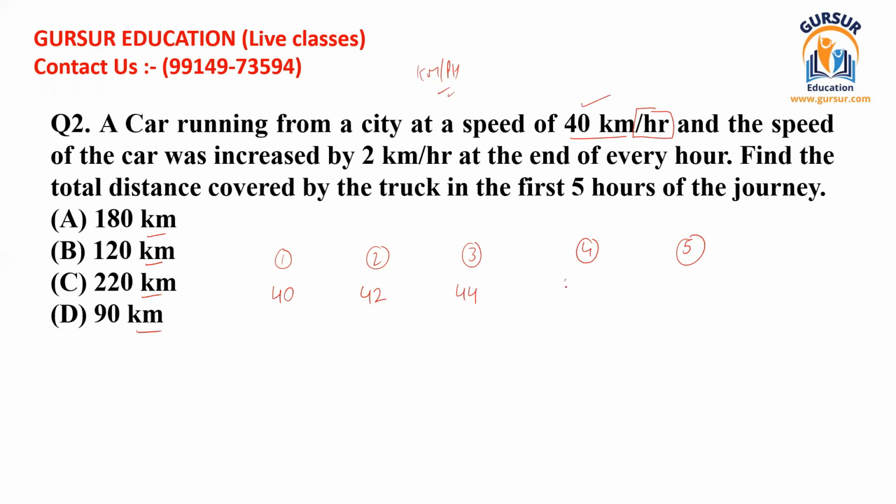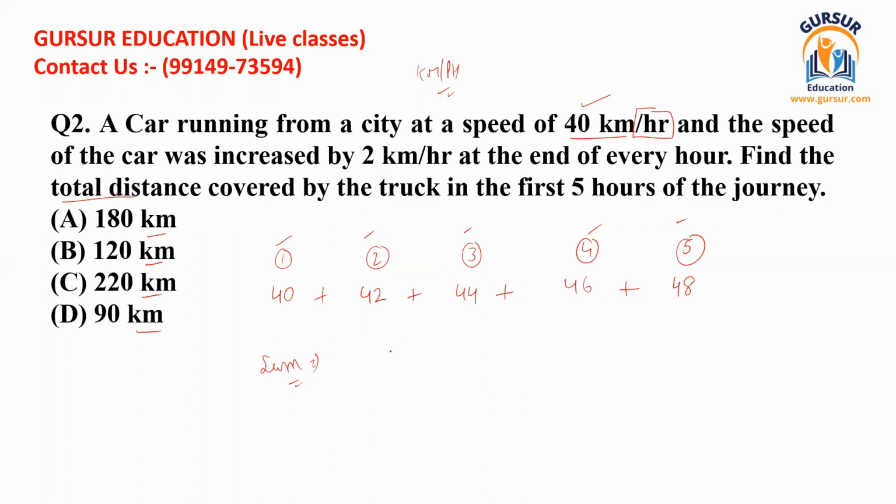So in the fourth hour, it shall cover the distance of 46 kilometers, and in the fifth hour, it shall cover the distance of 48 kilometers. So these are the different distances covered by the car in different hours. You just have to sum all these figures so that you get the total distance covered by the car. So 40 plus 42 plus 44 plus 46 plus 48.